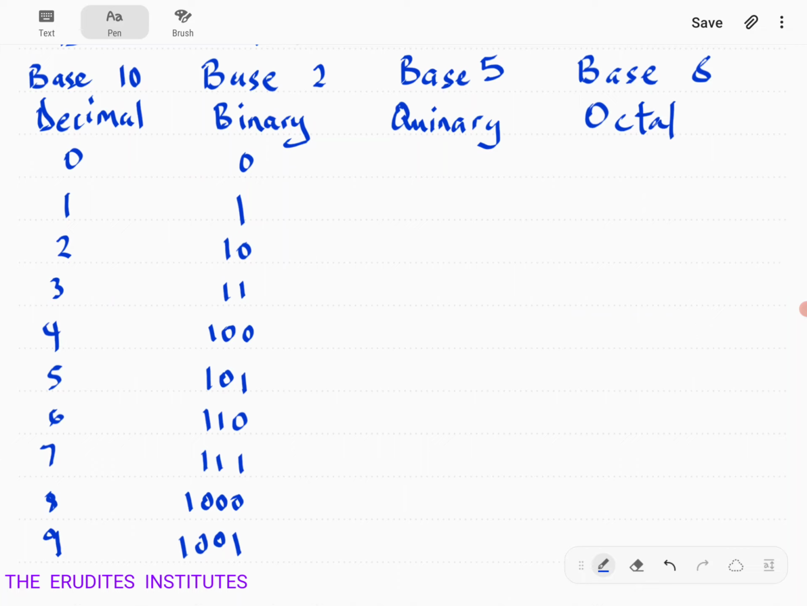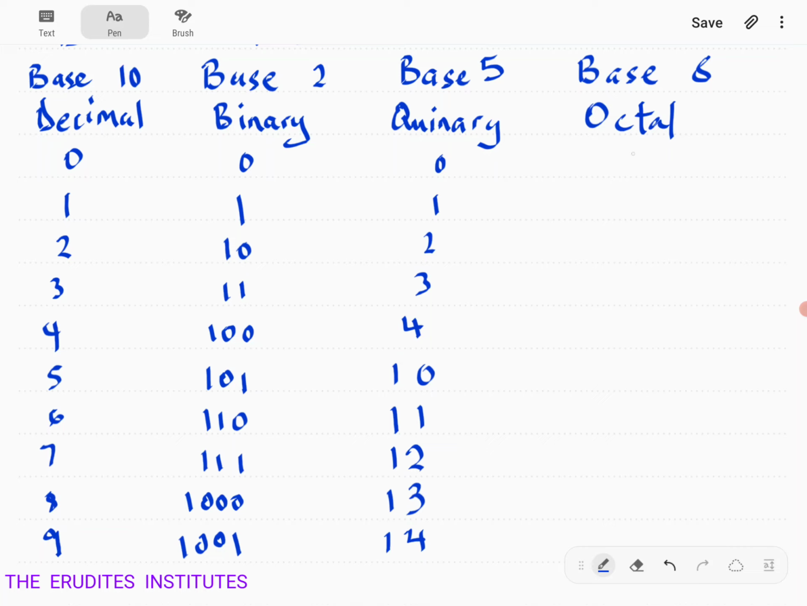In base 5, we are going to have 0 as 0, 1 as 1, 2 as 2, 3 as 3, 4 as 4. Then 5 would appear as 1, 0, 6 as 1, 1, 7 as 1, 2, 8 as 1, 3, 9 as 1, 4.